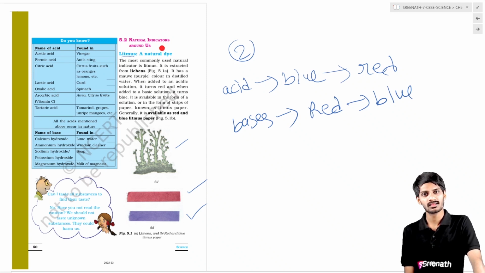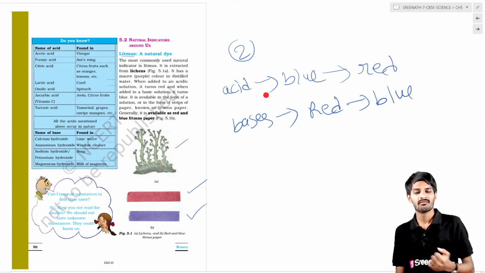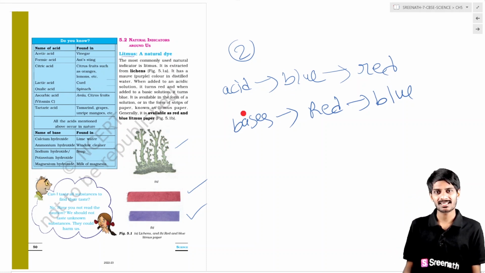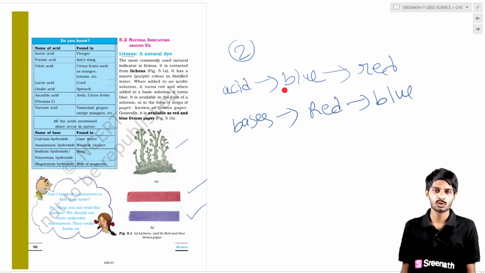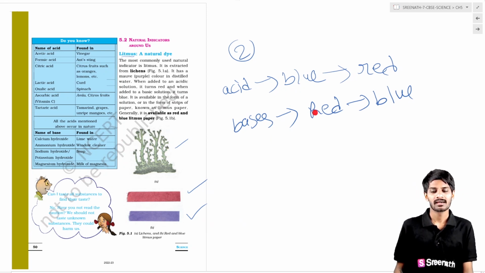Basically, we are going to study about the natural indicators around us. What are the natural indicators? Litmus. Litmus is a natural dye. It is a natural indicator around us. It is from lichens. Basically, we have red litmus and blue litmus papers. What does blue litmus paper do? When acid drops are poured on the blue litmus paper, it will turn red. Whenever base is poured on the red litmus paper, it will turn blue.